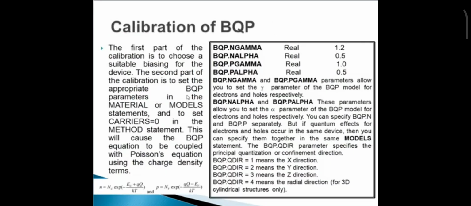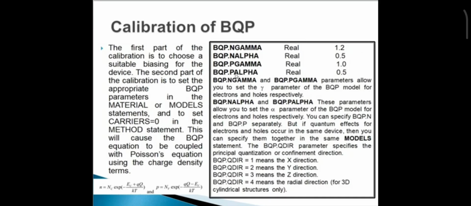Next is calibration of BQP model. The first step of the calibration is to choose a suitable biasing for the device. The second part of the calibration is to set the appropriate BQP parameters in the material or model statement and to set carriers 0 in the method statement. This will cause the BQP equation to be coupled with the Poisson equation using the charge density term, N is equal to NC exponential of minus EC plus Q over KT. Same for P, so we can say that for holes.